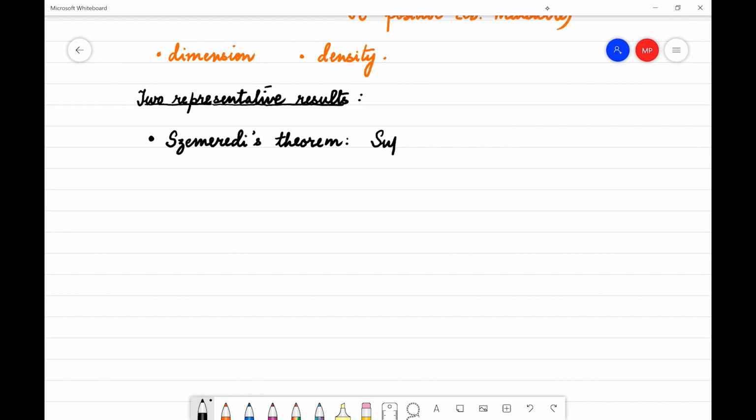Suppose capital E is a subset of the natural numbers and has positive asymptotic density.